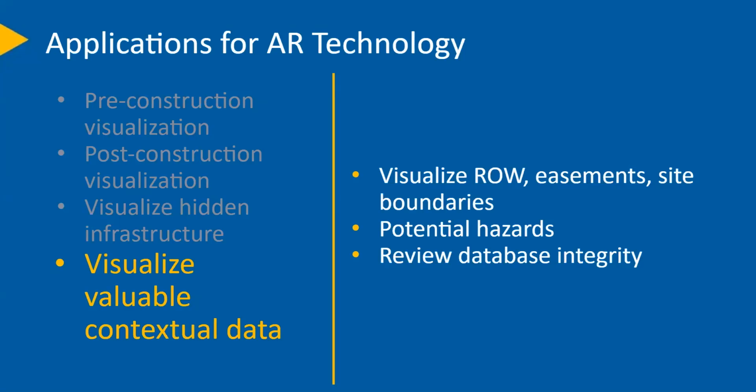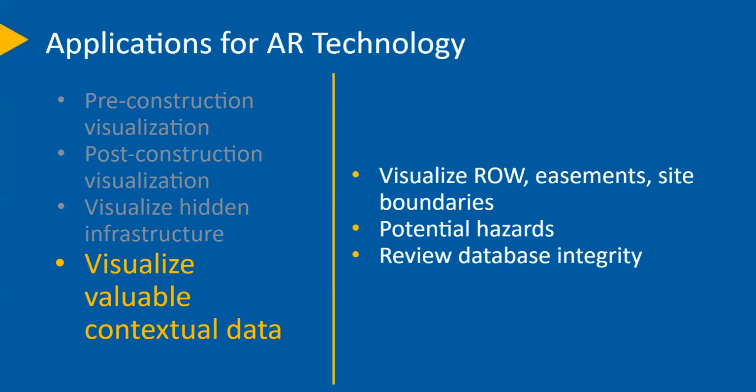So things like you want to visualize boundaries, whether it's right-of-way boundaries, easements, site boundaries, maybe it's flood levels. It could be anything at all. Potential hazards, and even one great use of augmented reality, especially in the GIS world, is to quickly and easily determine whether or not your database actually matches what's in the real world. So just a quick review of database integrity can be provided to you by the use of augmented reality.